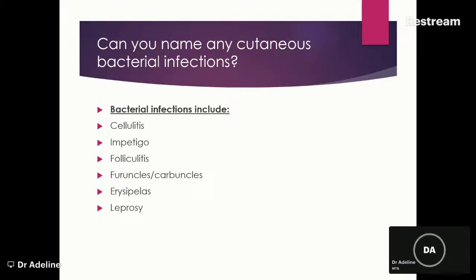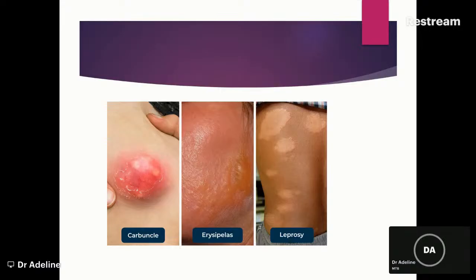A few cutaneous bacterial infections, the most common of them, are cellulitis, impetigo, folliculitis, paronychia, erysipelas, and leprosy. These are a few pictures of some of the infections that I just mentioned. The first one is called carbuncle. Then we have erysipelas and leprosy.